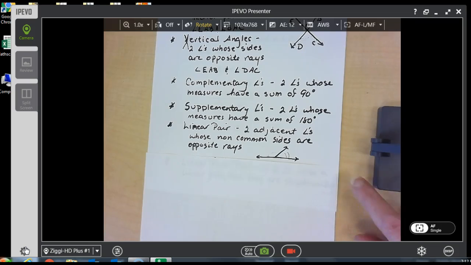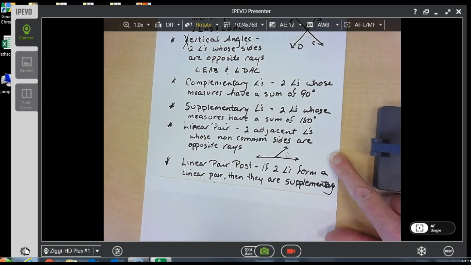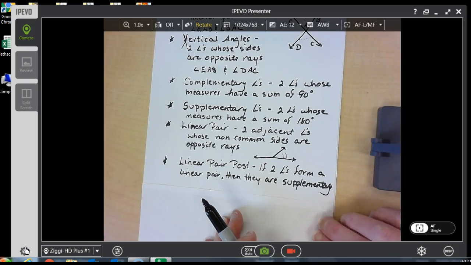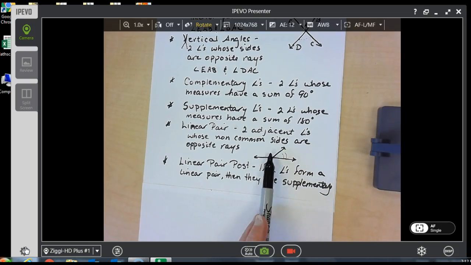Then they come up with, and you're probably already thinking about that, because it forms a line, the linear pair postulate, which says if two angles form a linear pair, then they are supplementary. Because a line is always 180 degrees, so obviously when they're two side by side, they have to make 180 degrees. So that's our postulate.